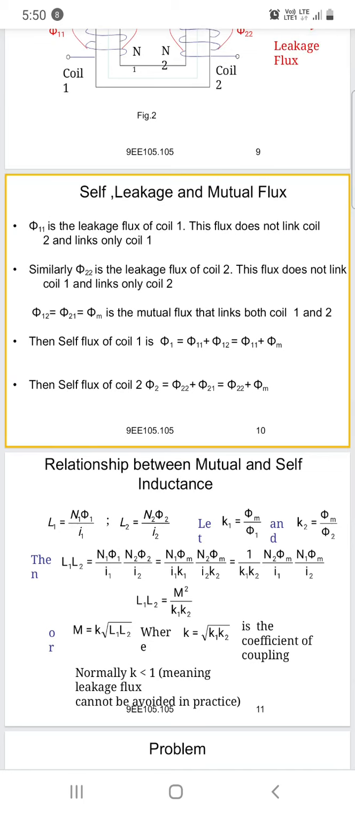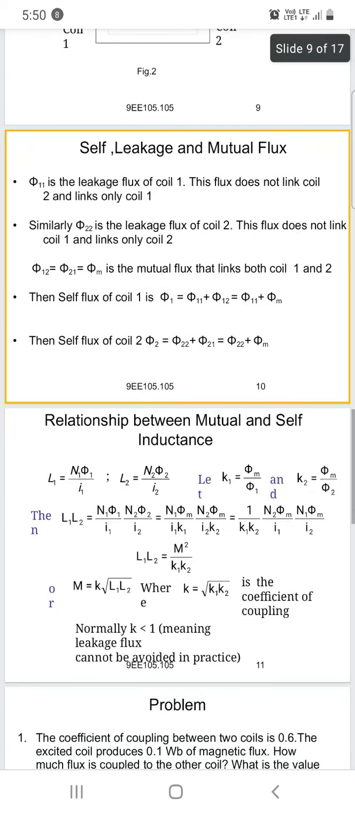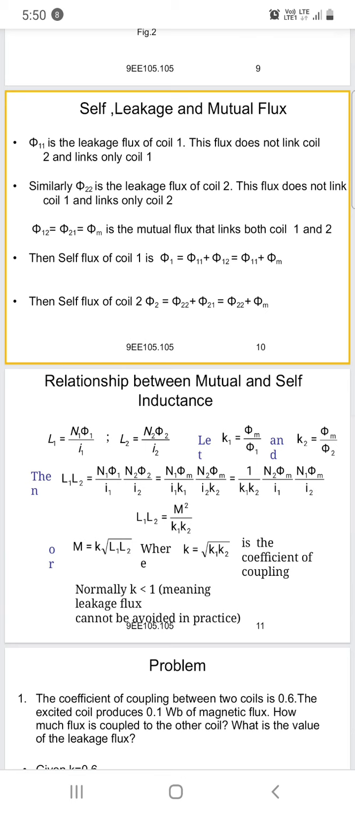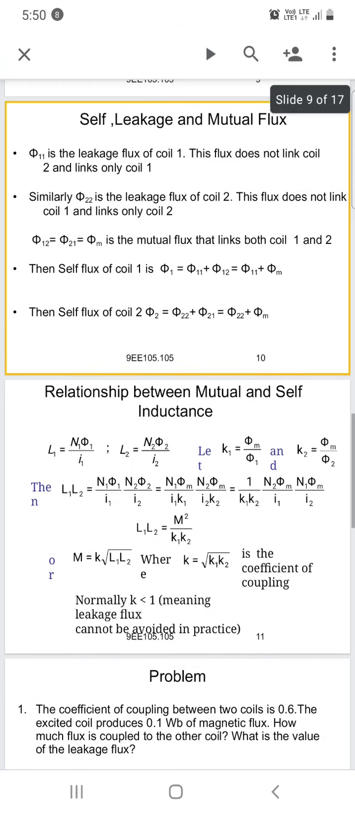Then the self flux of coil 1 is phi 1, which is equal to phi 11 plus phi 12, which is also equal to phi 11 plus mutual flux. Then the self flux of coil 2 is phi 2, which is equal to phi 22 plus phi 21, which is equal to phi 22 plus mutual flux.